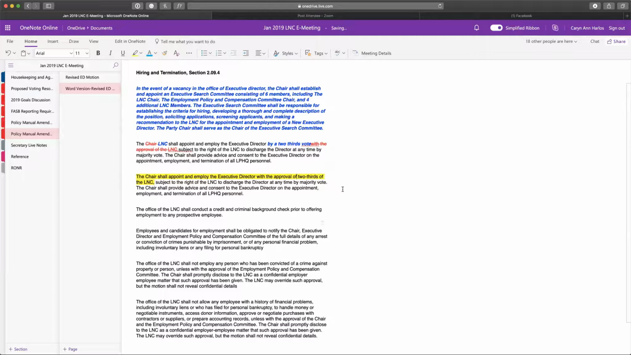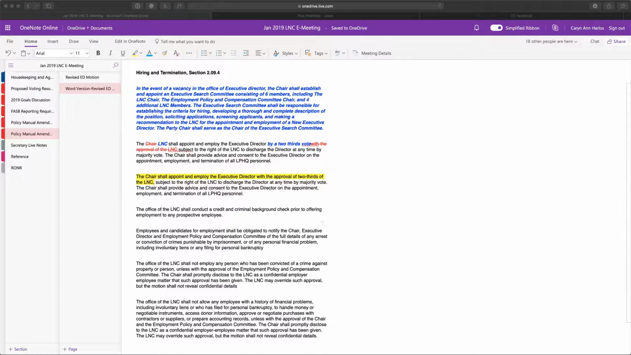Okay. Is there anyone who objects to that interpretation of the motion and the revision in order to make it compliant with the bylaws? Mr. Chairman, I would object. I do not think it is in compliance with the bylaws. So you don't think that if it says the chair shall appoint and employ the executive director with the 2/3 of approval of the LNC? That is correct, Mr. Chairman. Okay. I'm going to rule that the modified one is in order.